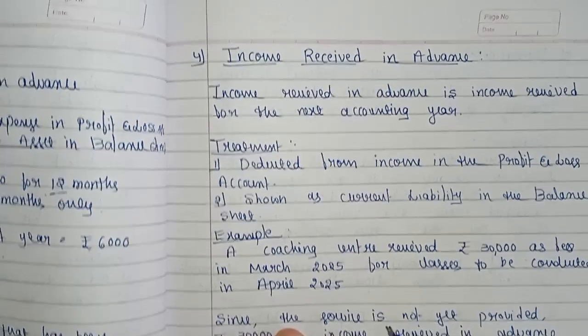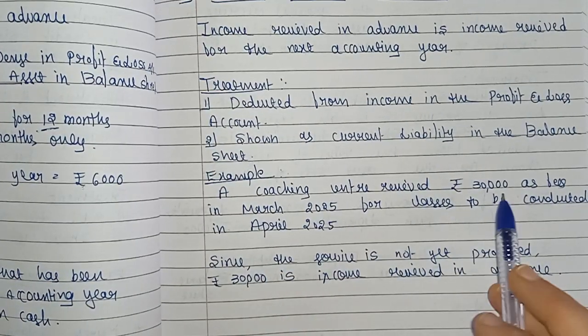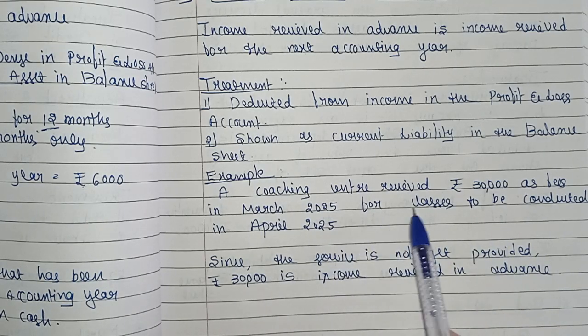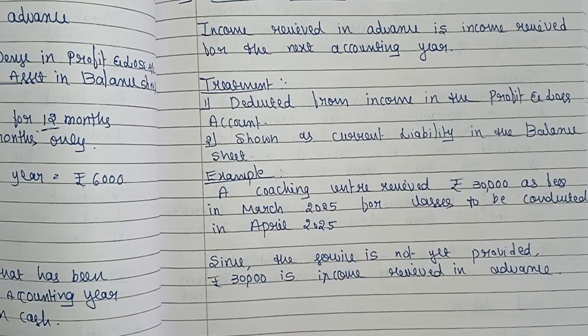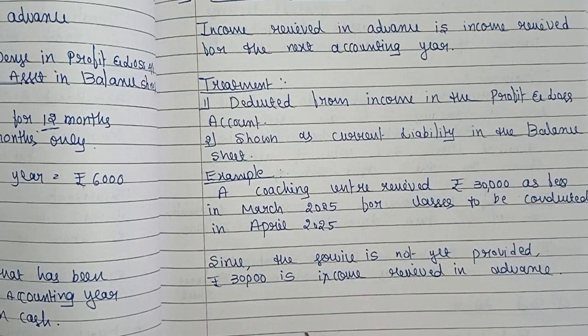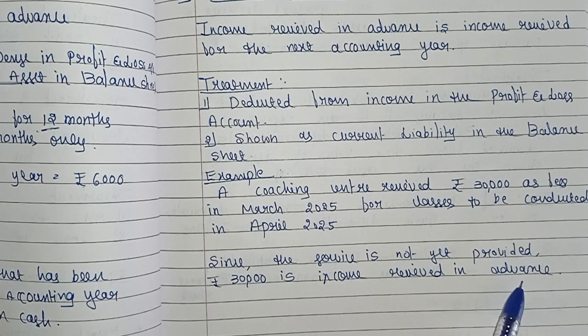See, for example, a coaching center received rupees 30,000 as fees in March 2025 for classes to be conducted in April 2025. It means the coaching center is going to conduct the classes in April, but they received the amount of rupees 30,000 in March only. That is the income received in advance. Clear? Since the service is not yet provided, the rupees 30,000 is income received in advance.